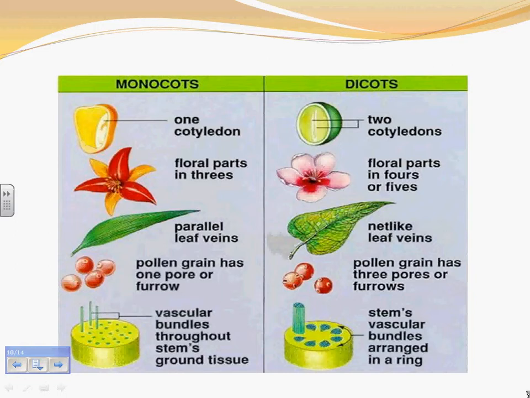Here are some pictures of examples of monocot and dicot parts. Monocots have 1 cotyledon. The floral parts are in 3s. They have parallel leaf veins. The pollen grain has 1 pore or furrow, and the vascular bundles are throughout the stem's ground tissue. Dicots have 2 cotyledons. Floral parts are in 4s or 5s. They have net-like leaf veins. Pollen grain has 3 pores or furrows, and the stem's vascular bundles are arranged in a ring.